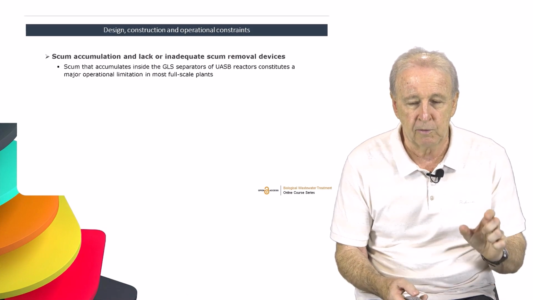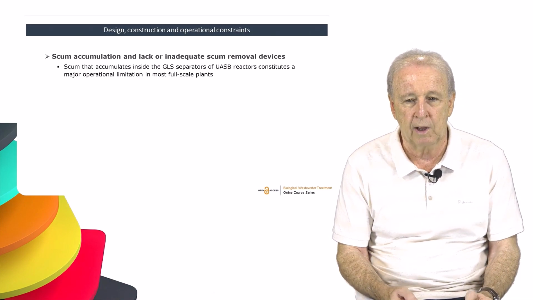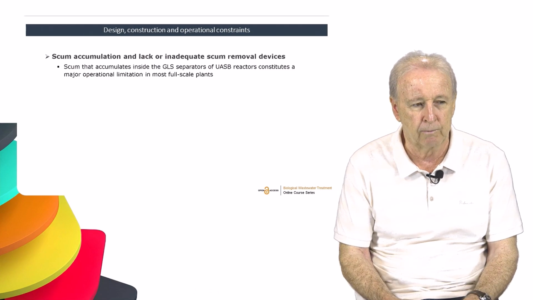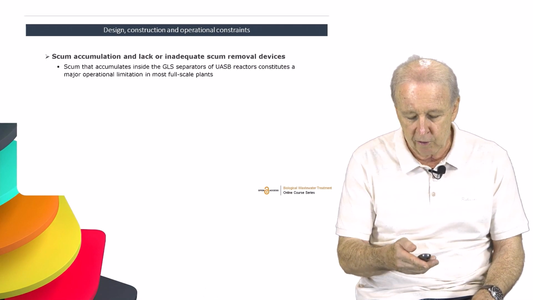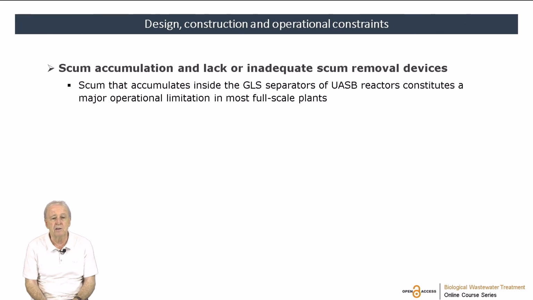I'm going to talk about some specific points that many times do not appear or are not well discussed in the real world. So the first one that I'd like to call attention to is scum accumulation and inadequate scum removal devices in USB reactors. Scum can accumulate inside the three-phase separator, the GLS separators, but also on the surface of the settler compartment, if the settler compartment has baffles.